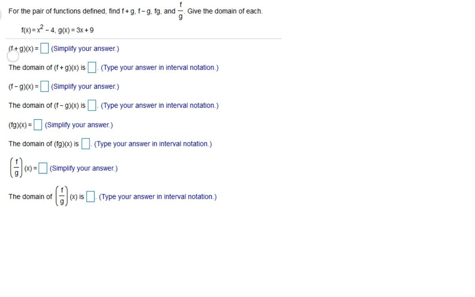First thing we want to find is f plus g. So the name is exactly how we construct it. f plus g of x is the same thing as f of x plus g of x.